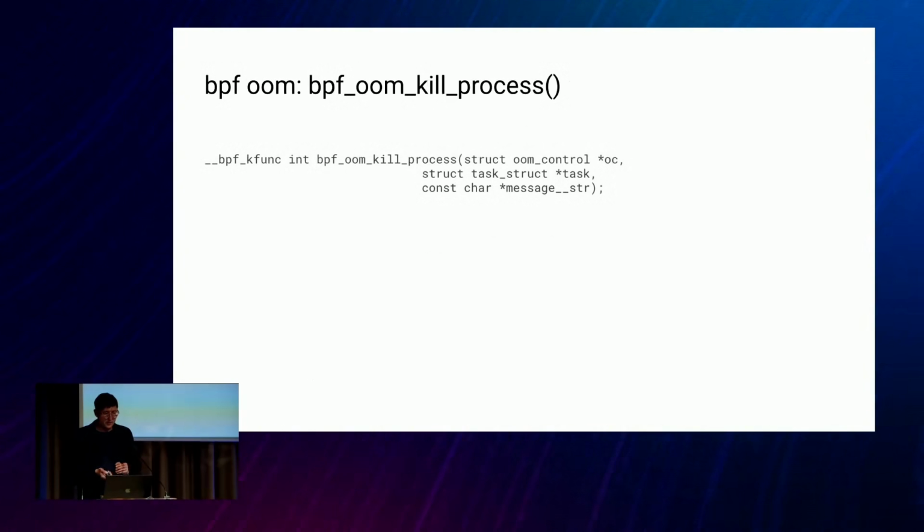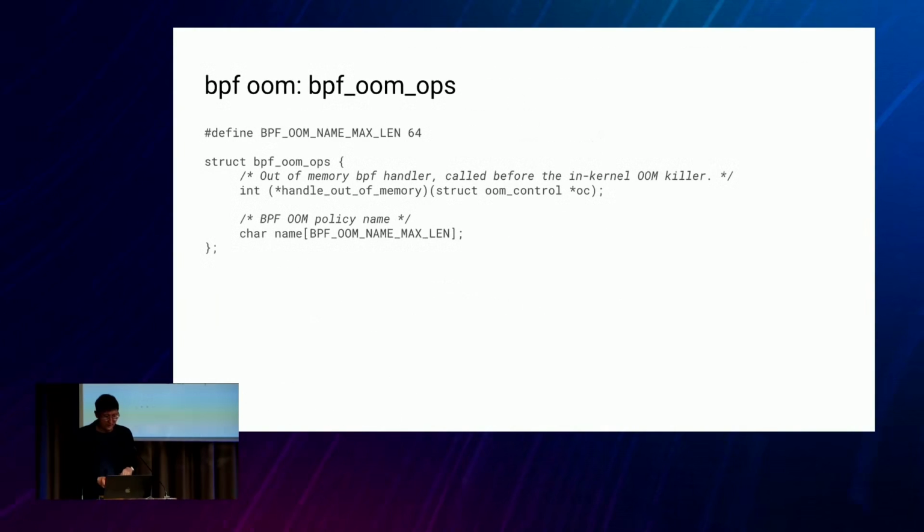So this BPF OOM kill process helper is actually very simple. It just takes a pointer to the OOM control structure, a task to kill, and some message to print in dmesg. An important note here is that if I go back to the interface of BPF OOM ops, this handle out of memory callback returns an int value.